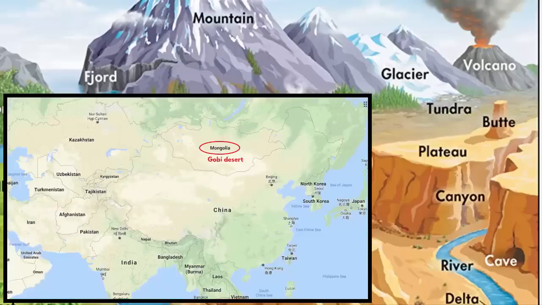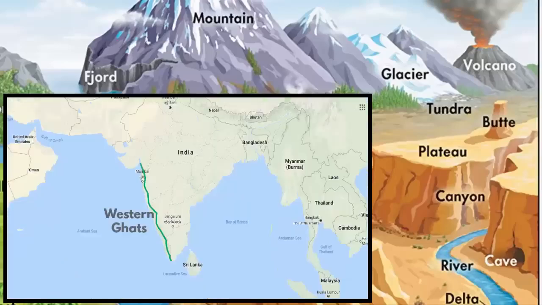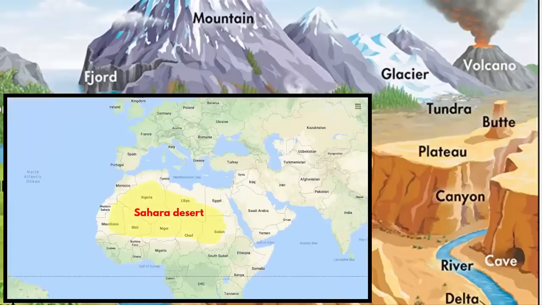Some examples of rain shadow deserts are Mongolia's Gobi Desert and the eastern part of the Western Ghats. If you look at the state of Karnataka, you will find many mini deserts located on the eastern side of the Western Ghats. Another example is the Sahara Desert, where the northern part of the African continent is covered with the Atlas Mountains that block the wind from the Atlantic Ocean and the Mediterranean Sea. And that's what makes the Sahara Desert a rain shadow desert.